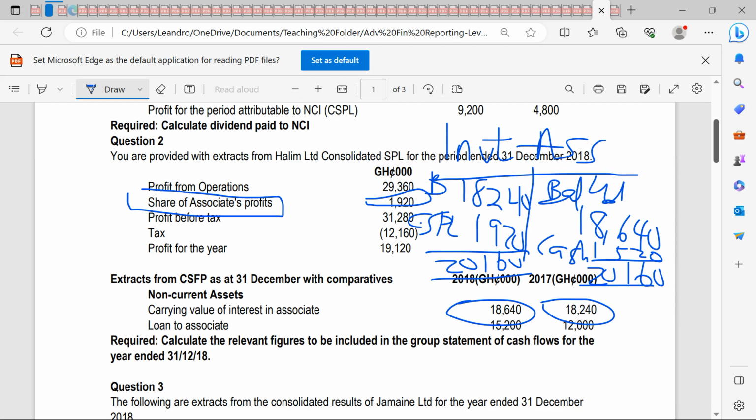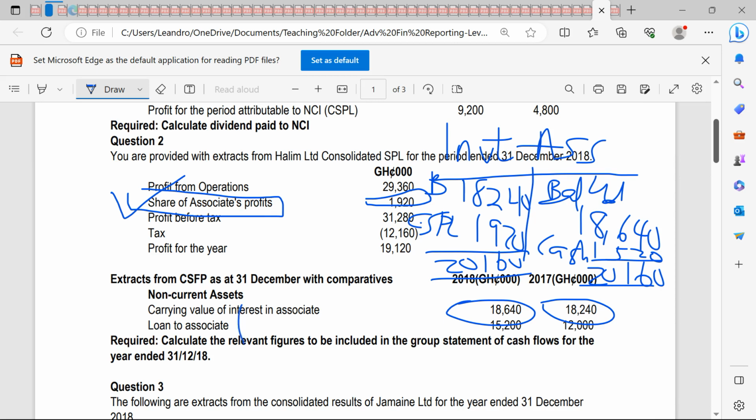It is a T account. Try and prepare it. You need your opening investment in associate, an asset, closing investment in associate, then your share of profit from the associate, which is supposed to increase the investment in associate balance, so it will be a debit. Then you determine the difference as the cash inflow. So it's a credit in the investment in associate account and a debit to cash. So it's a cash inflow.